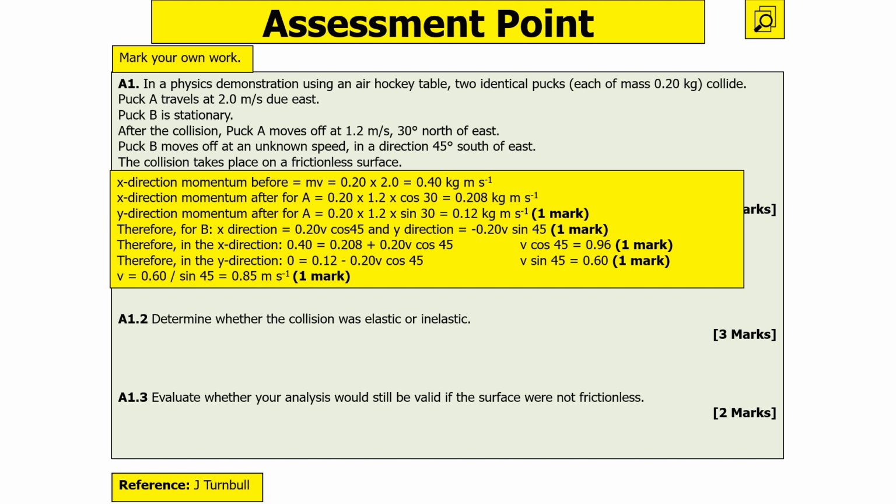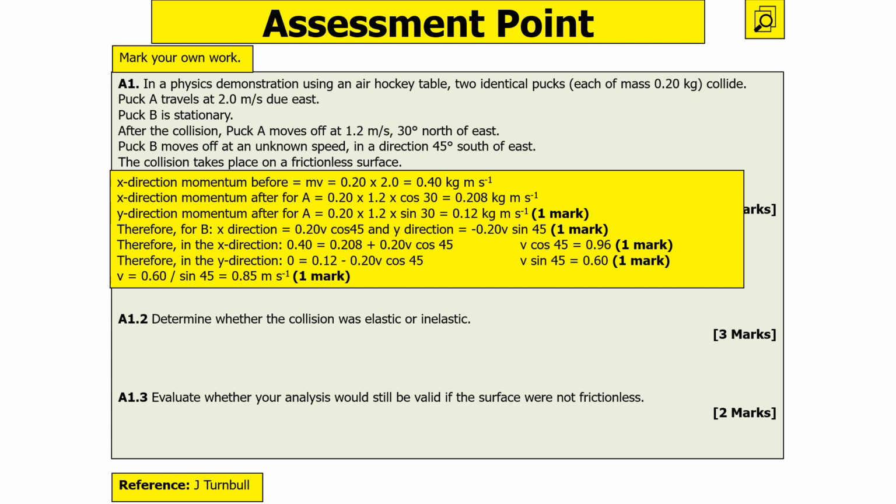We therefore know for momentum to be conserved, in the x direction for B, it must be 0.20 v cos 45, and in the y direction it must be minus 0.20 v sin 45 to get them conserved. So in the x direction, we know it's 0.4 before equals 0.20 plus 0.20 v cos 45. When we work it through, we get v cos 45 to be 0.96. In the y direction, beforehand was 0, afterwards it's 0.12 minus 0.20 v cos 45. So in this case, v sin 45 is equal to 0.60.